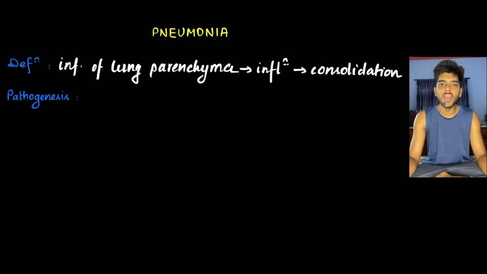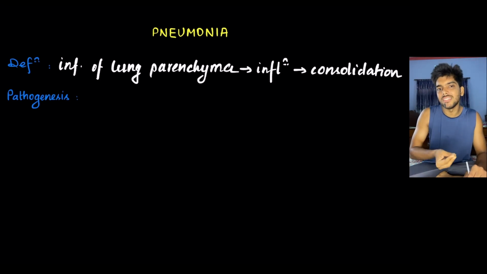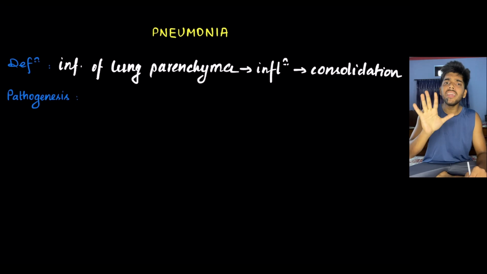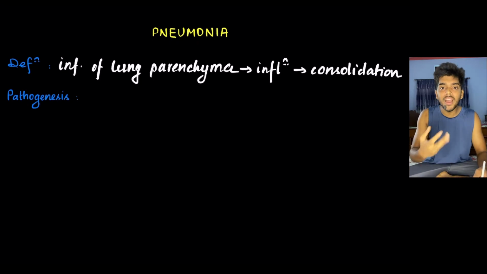Pneumonia is caused by a microorganism causing infection. Let's say this microorganism enters your body via any route, be it through inhalation, through blood (hematogenous), direct spread, whatever be the route. The microorganism enters inside your body. Once the microorganism enters inside your body, your body tries to fight against it.